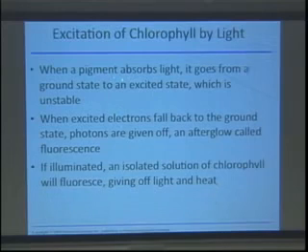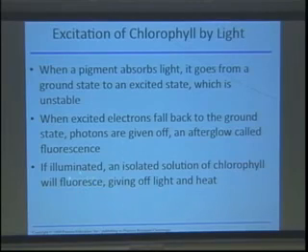So what happens when chlorophyll interacts with light? It turns out that when a pigment absorbs light, it goes from a ground state to an excited state. And this excited state is energetically unstable. When excited electrons then fall back down to the ground state, photons are released. We can actually detect this if we have this system uncoupled from anything else. In other words, if we have a purified solution of one of these pigments like chlorophyll, we can detect that decay of these excited electrons by observing fluorescence.